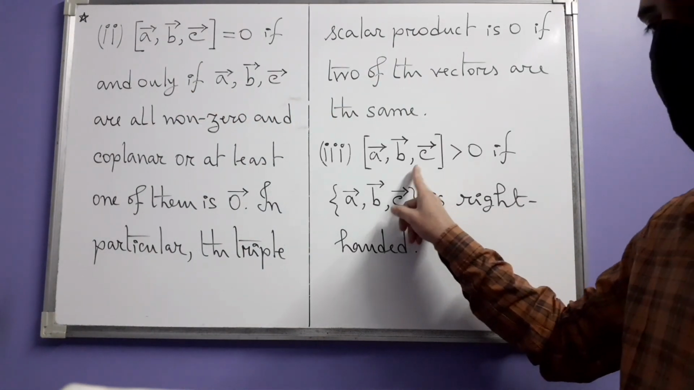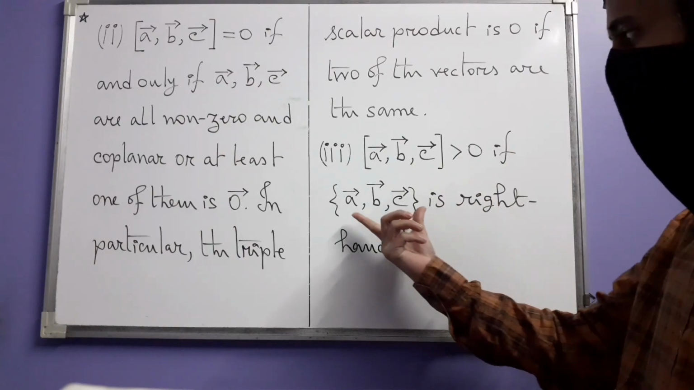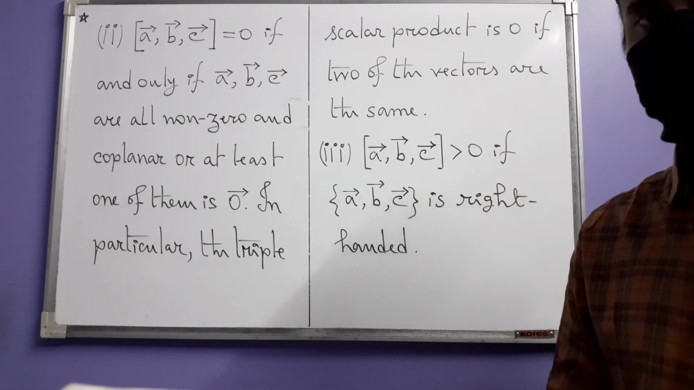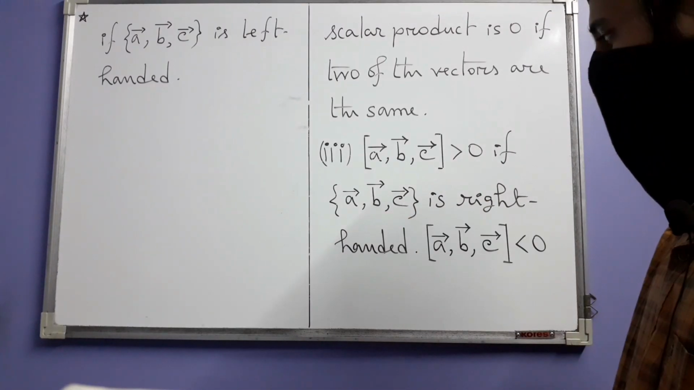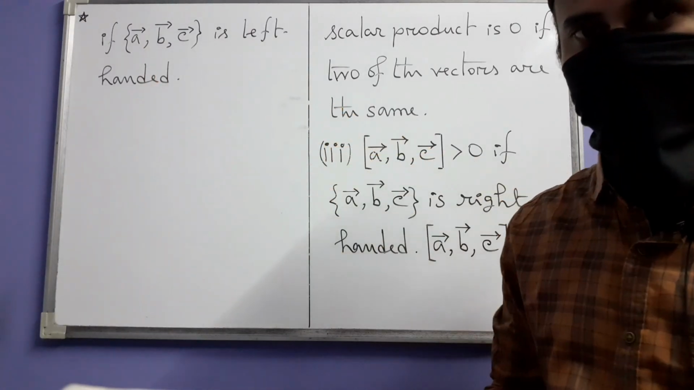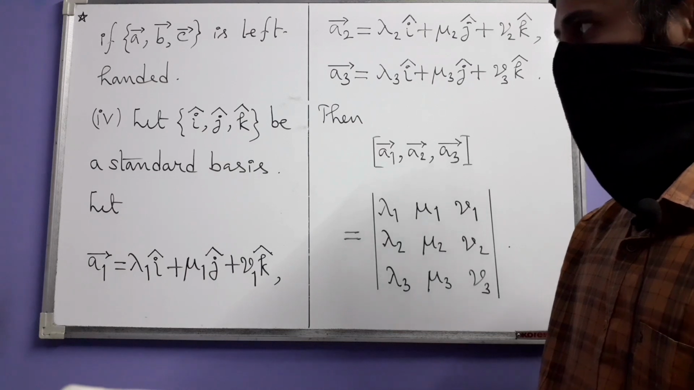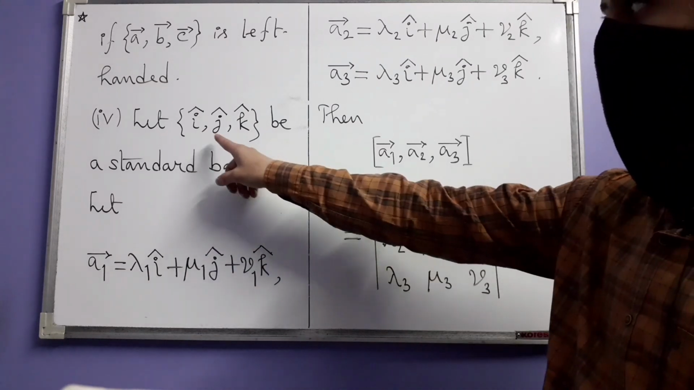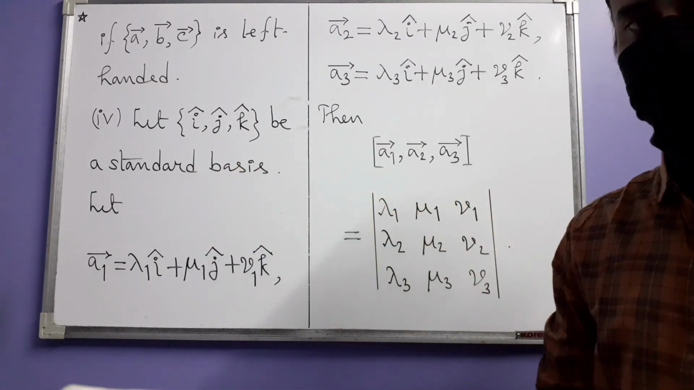The third one is very interesting. The triple scalar product is positive if they form a right-handed set of vectors. And the triple scalar product is negative if the set is left-handed. Next, number 4.